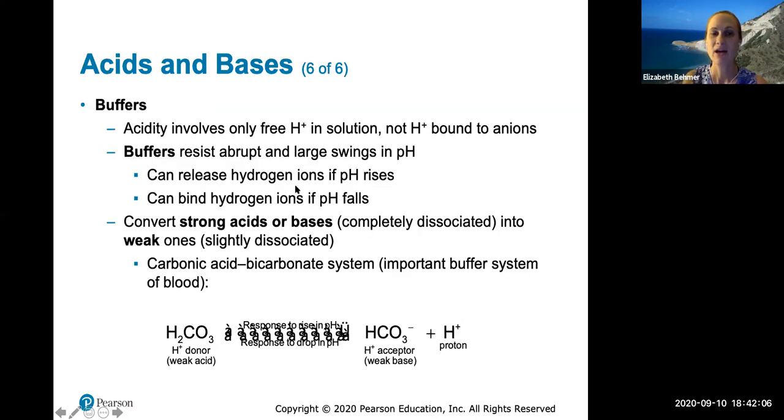A buffer resists abrupt and large swings in pH. So buffers are important for maintaining against any sort of abrupt or large swing in pH. And acidity involves only free hydrogen ions in solution. So buffers will release hydrogen ions if the pH rises to try to lower it, and they can bind up excess hydrogen ions if the pH falls. So they can convert strong acids or bases into weak ones.